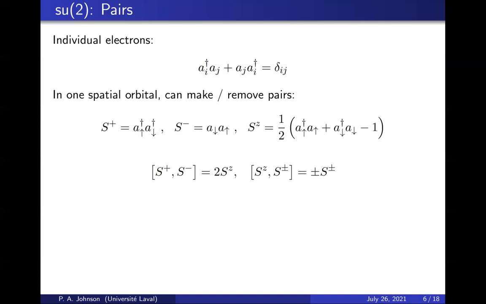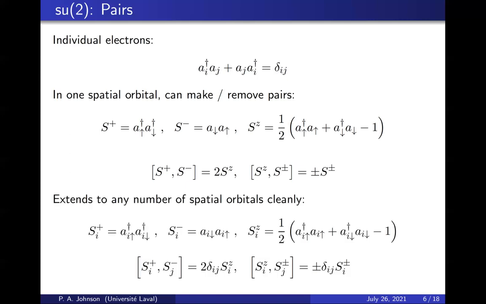Pairs can be made with these objects. Instead of 2 objects, we end up with 3 objects: an S plus, which creates a pair, an S minus, which removes a pair, and an SZ that counts the number of pairs in a site. These 3 objects have very easy commutation relations that you will recognize from undergraduate quantum chemistry. This extends very easily to any number of sites. So we create pairs in site I, we remove pairs from site I, and we count the number of pairs in site I. The only difference for the commutation relations is they are decorated with Kronecker deltas.